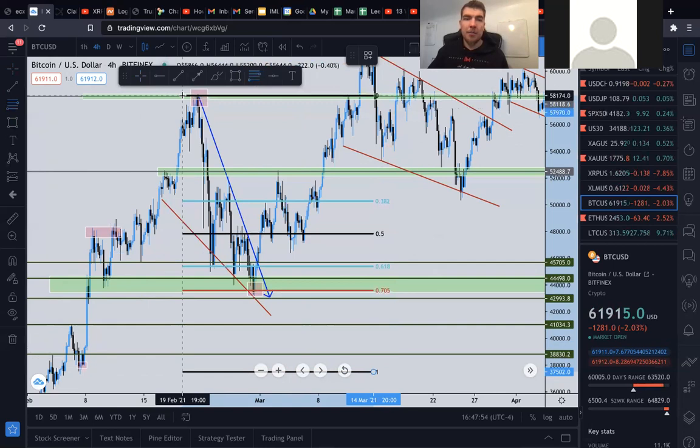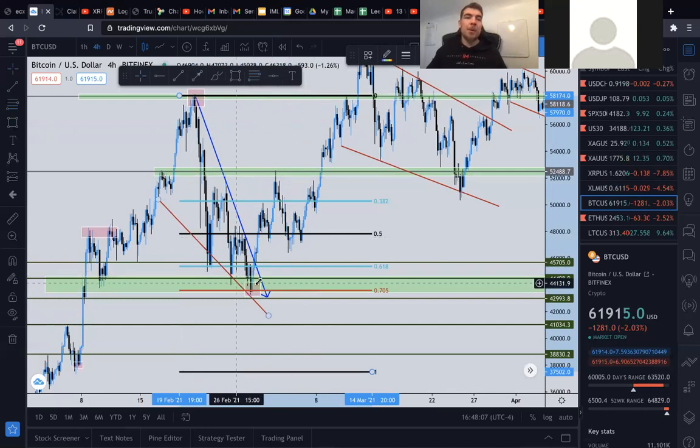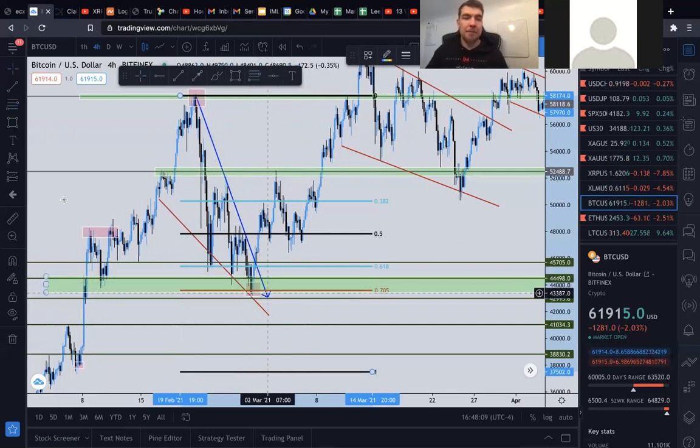Placing the 0% right here at the high. Boom, right there. So then we can identify, we look back, and the pullback happened all the way down to the 70%. That's where we would have wanted to take a buy position.